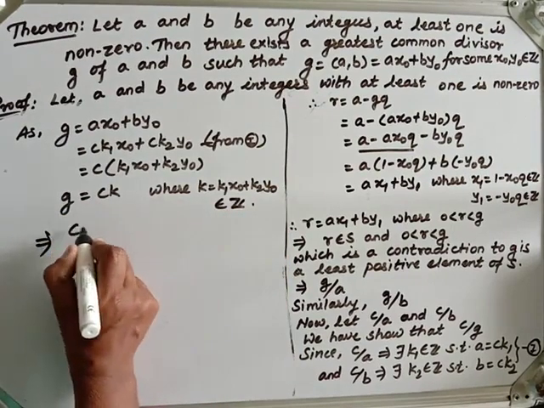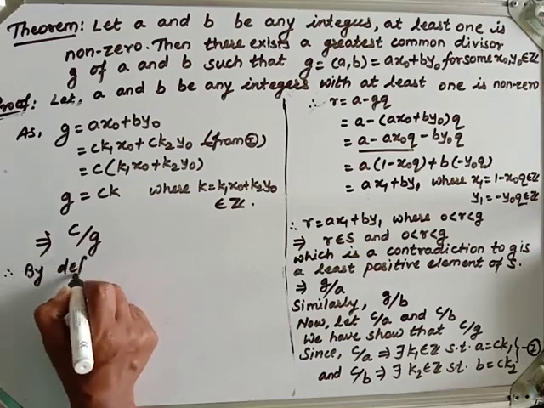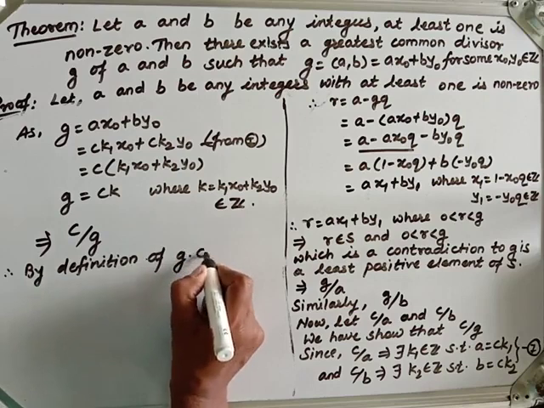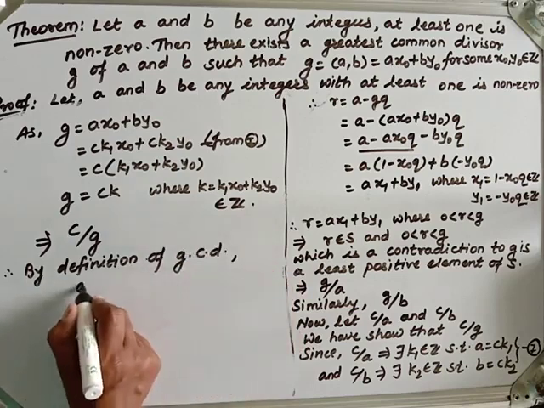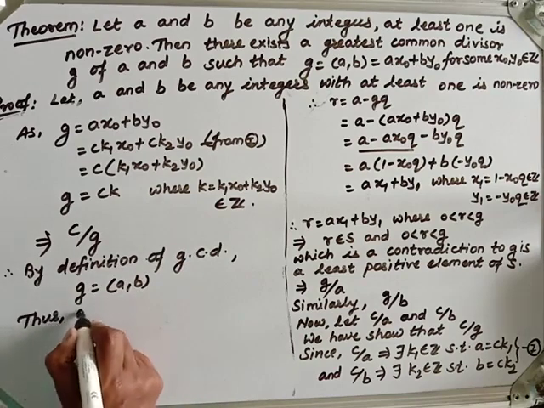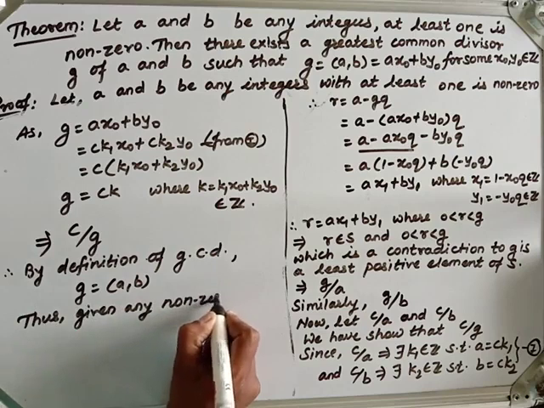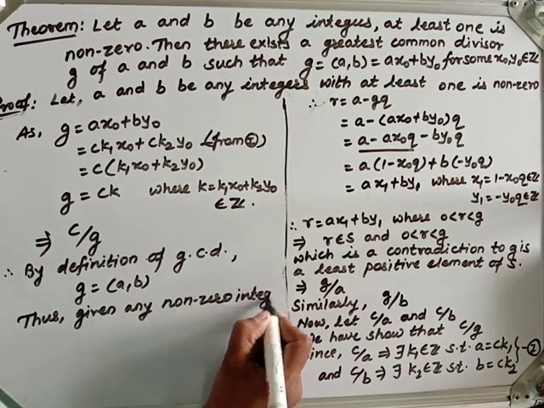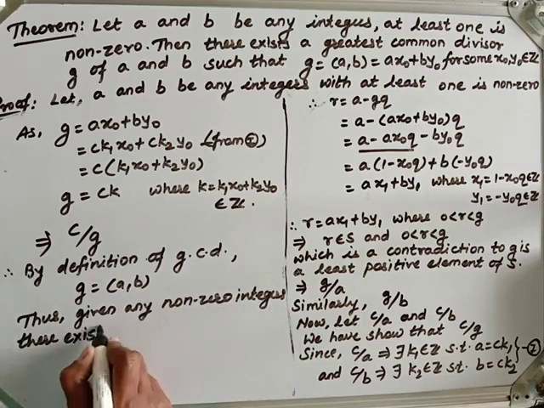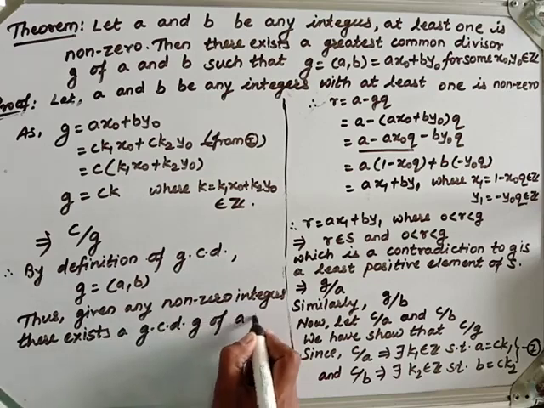K is an integer. So this shows C divides what? G. Therefore, by the definition of GCD, G will become a GCD of A and B. Thus, given any non-zero integers A and B, there exists a GCD G of A and B.